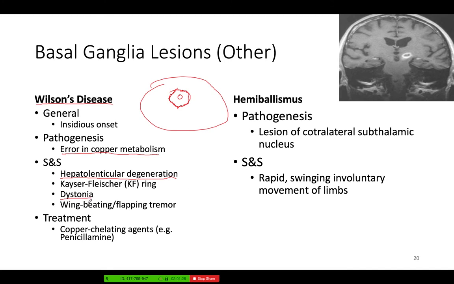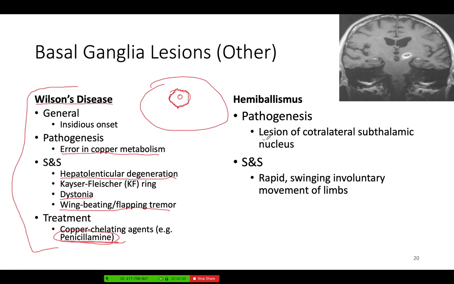Dystonia, which is inability to use the muscles, wing beating, flapping, tremor. Our treatment here, penicillamine. Know this drug as a copper chelating agent. Penicillamine is going to come back again and again, but in Wilson's disease, it is going to gobble up all that extra copper, so it doesn't cause this accumulation in the basal ganglia. With Wilson's disease, the one thing you need to know is accumulation of copper in the basal ganglia. That's the most important part.